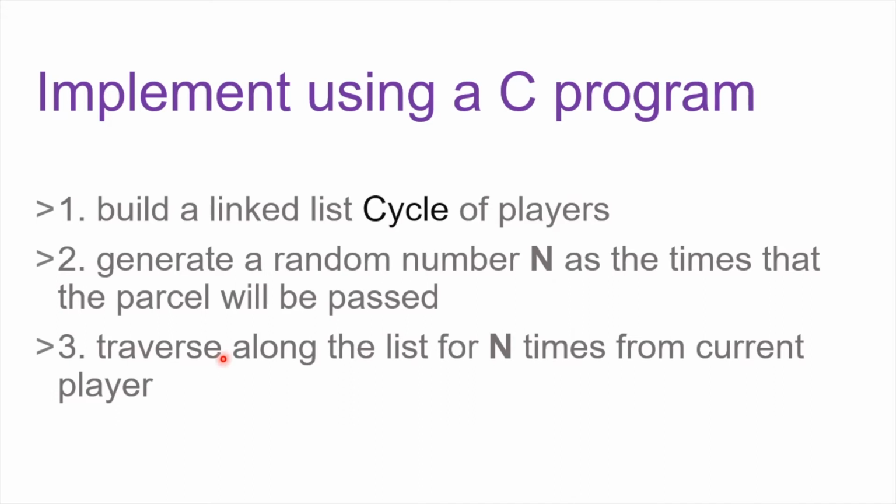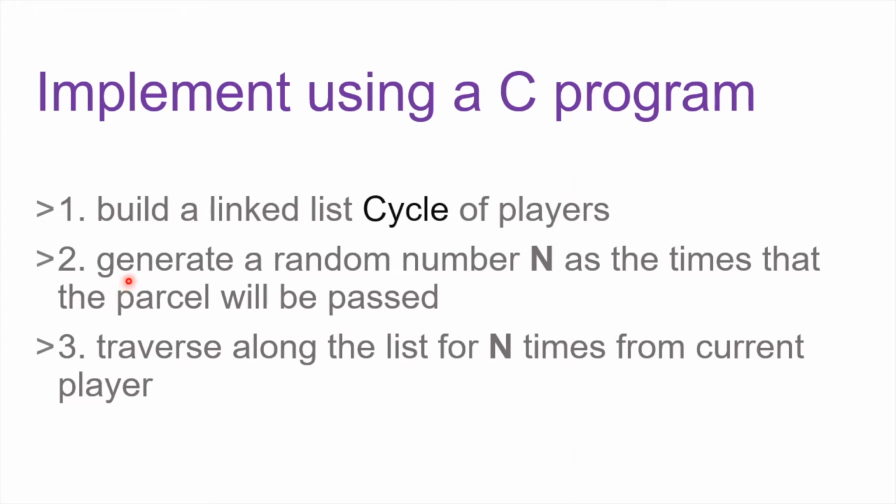The logic is that we can build a linked list as a circle of players. In that case, it's not like the previous example where we have a head and tail of the linked list, but rather we build them into a circle. There is no head and tail because in that game, players pass the parcel one by one as a circle. This is why we have to do that.